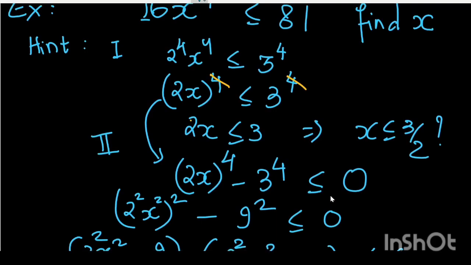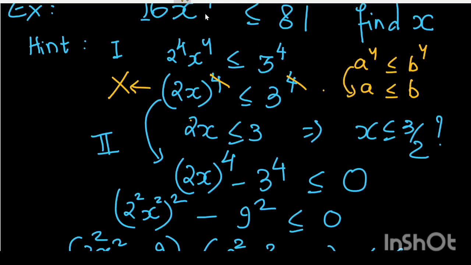So guys, the thing is, this first approach is wrong. This step we cannot cancel. Meaning if a to the power 4 is less than or equal to b to the power 4, we cannot write a less than equal to b. From this to this is not allowed, guys. So clearly this answer is also wrong. So the first approach is wrong.